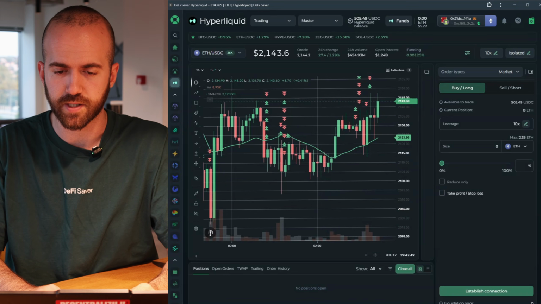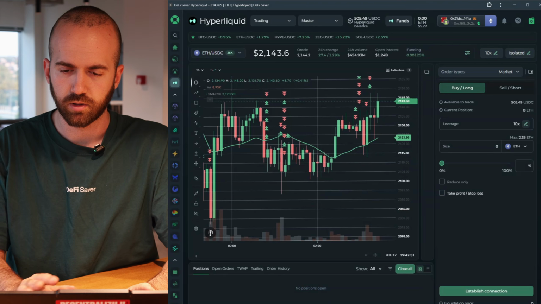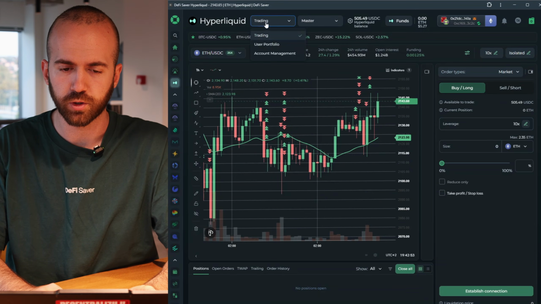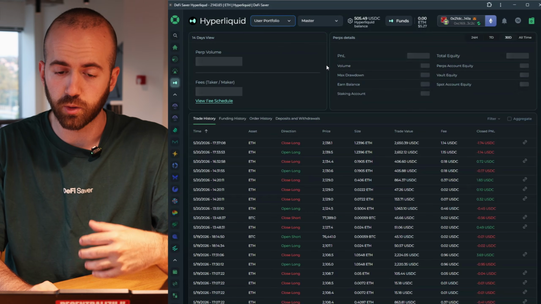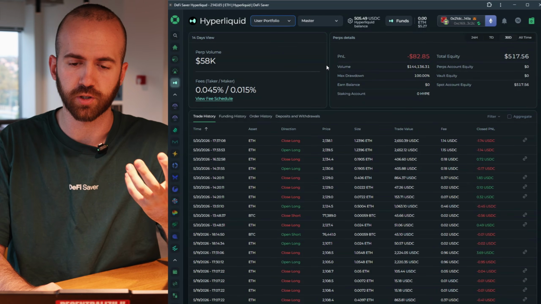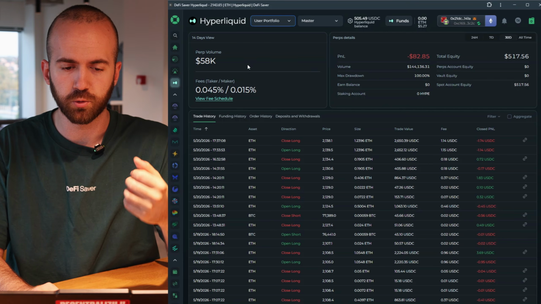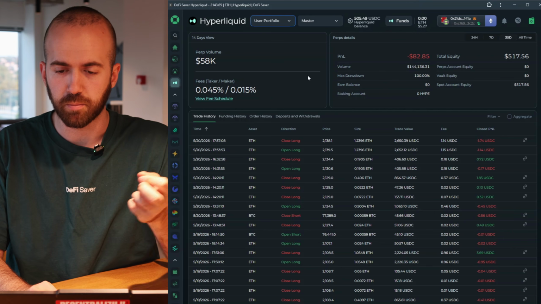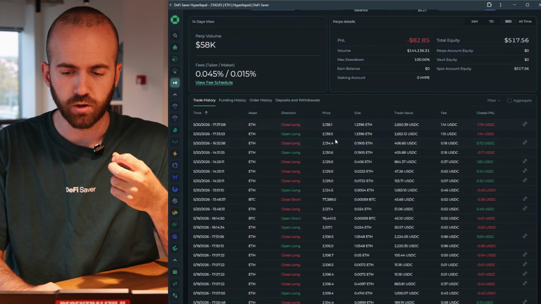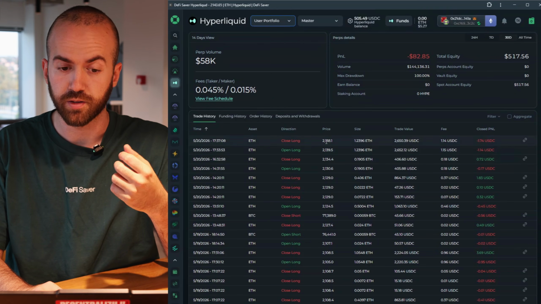That means we can access these funds. And from the get-go, you can have different views here. We have trading, the portfolio of the user. This is going to contain information like P&L, our volume, what were the fees that were paid, the taker and the maker fees, and also the trade history itself.